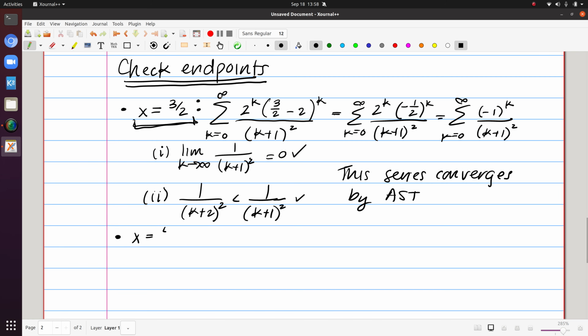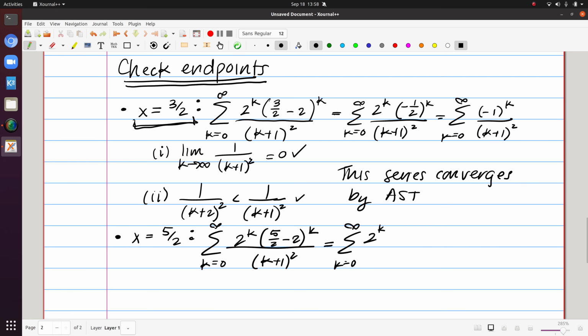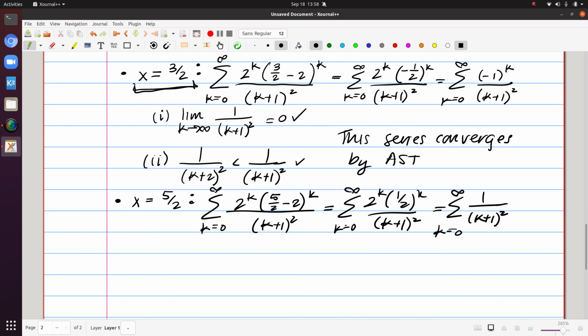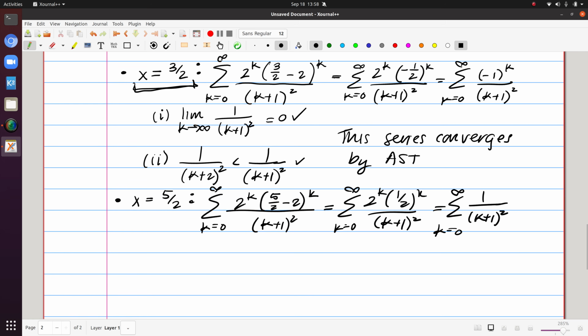Let's check the other endpoint, which was 5/2. And again, to do so, I go back to my original series and I plug in x equals 5/2 for x. In this instance, we get 2 to the k times positive 1/2 to the k in the numerator. That reduces to 1 to the k, but of course I can just write that as 1. So this is the sum from 0 to infinity of 1 over k plus 1 squared.